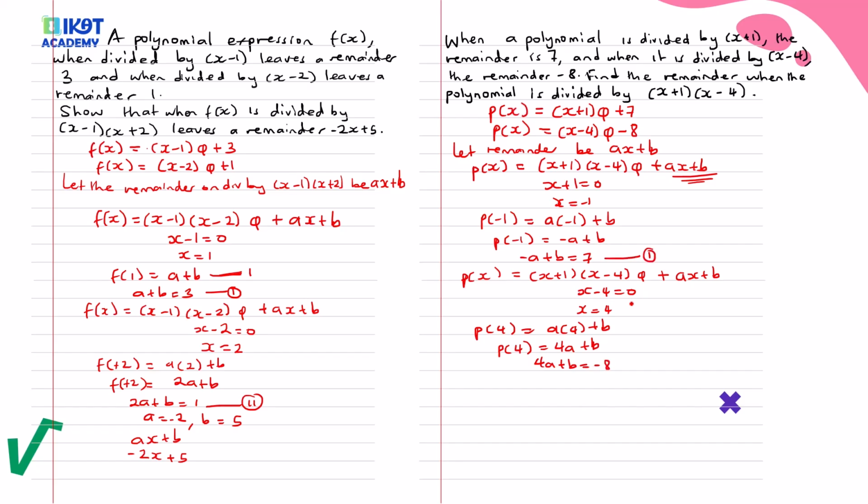We call this equation 1 and this equation 2. So we just solve these two equations simultaneously. And we will get a is -3 and b is 4. But our expression is ax plus b. So we have -3x plus 4 as the remainder.